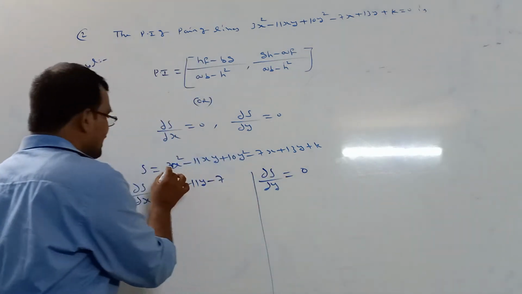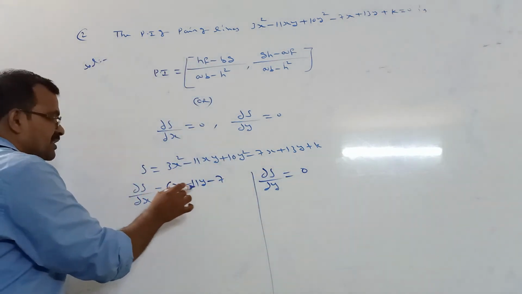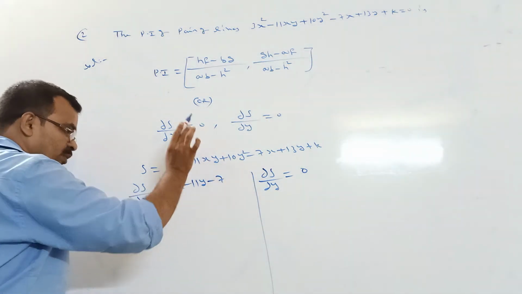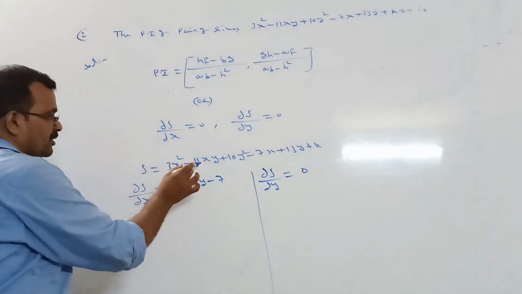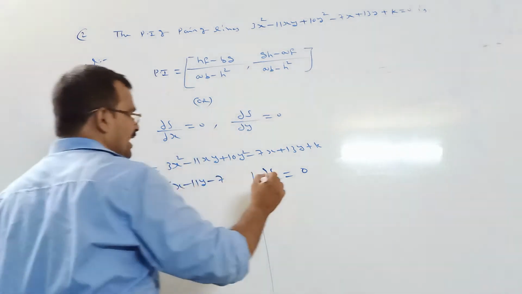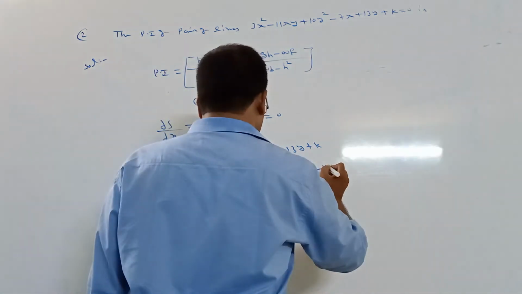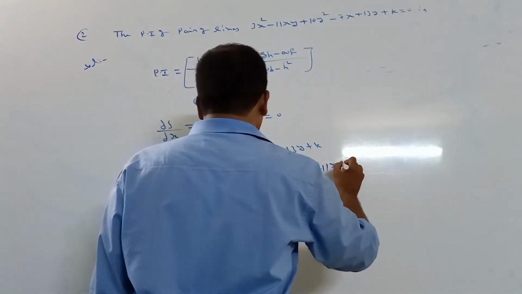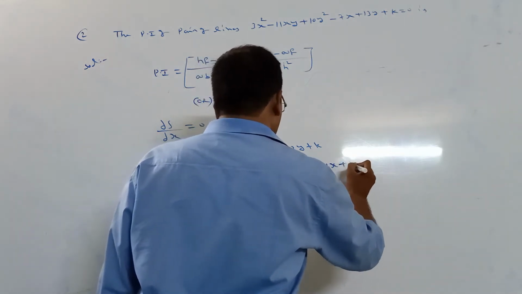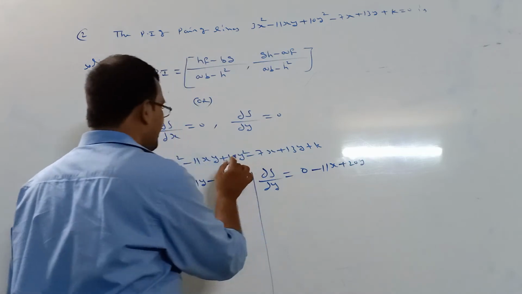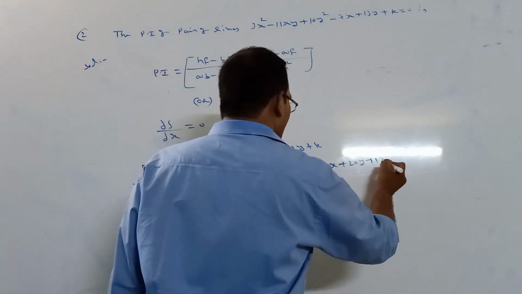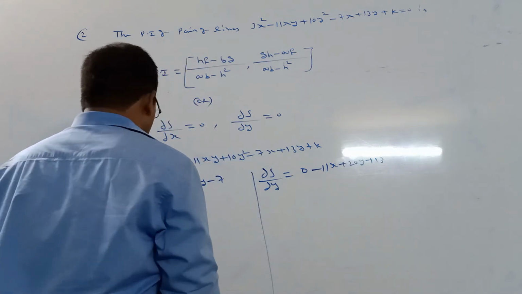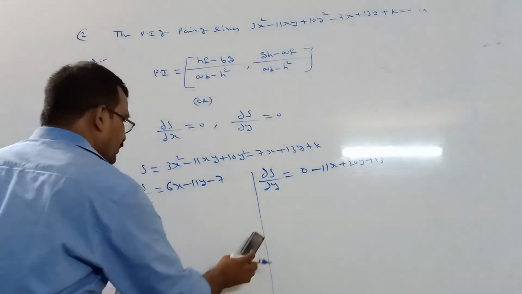Next, 0.3x square is purely in terms of x, but I did derivative with respect to y. That means with respect to y, treat x as constant, so 0. Here minus 11x, y derivative is 1, so minus 11x. 10y square plus 20y, 10 into 2y. 7x, 0, plus 30. So the point of intersection is it?